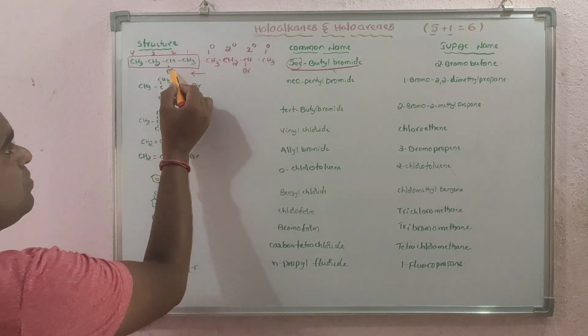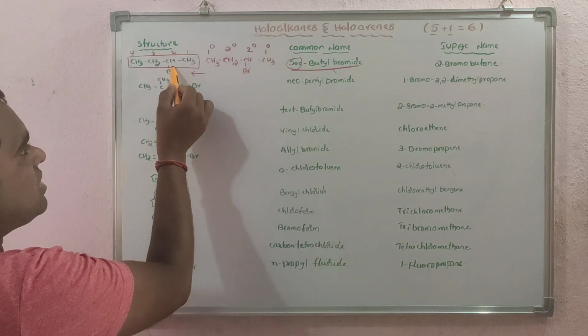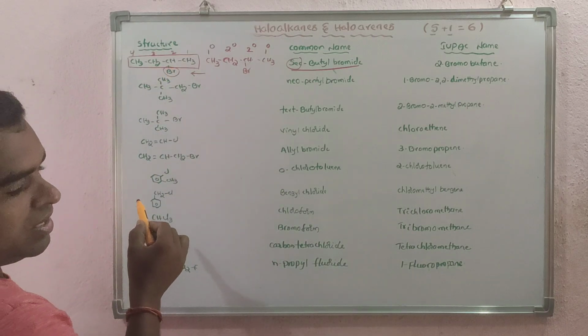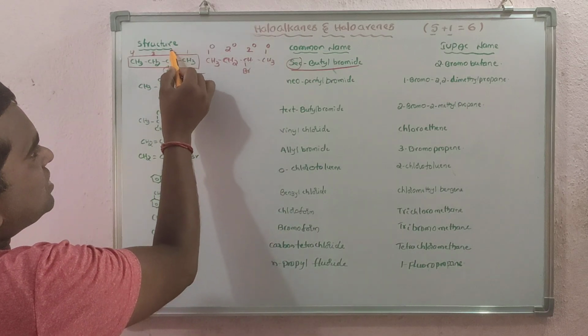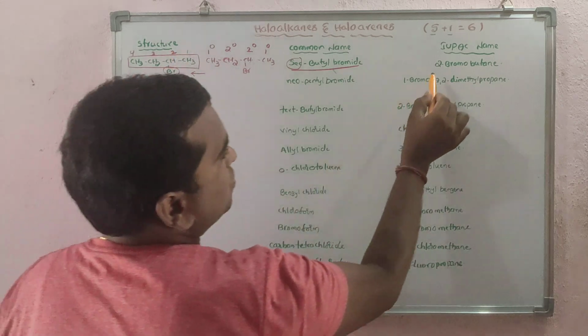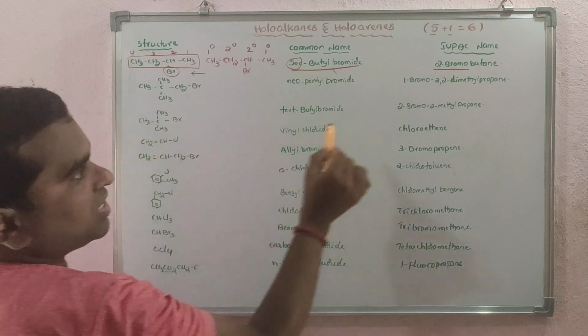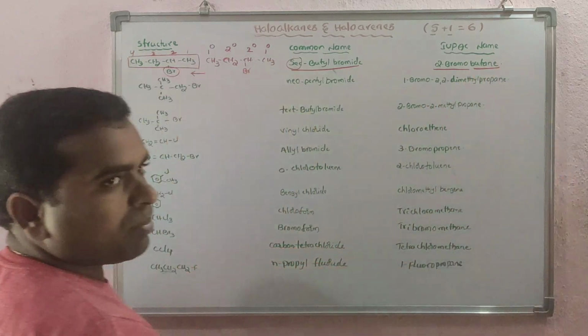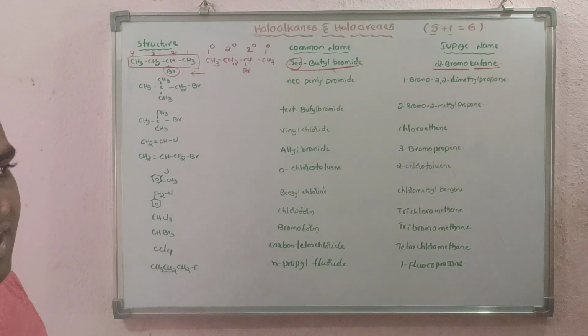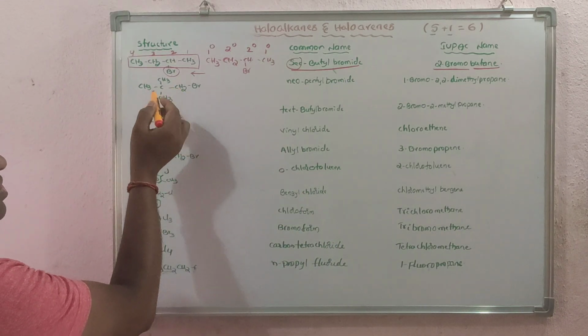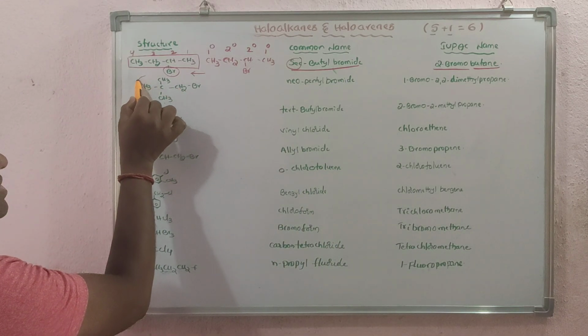So first we have to write the substituent name. What is the substituent here? Bromine. Clear? And this bromine is attached to which carbon? The second. So that's why 2-bromo. How many carbon atoms are there? 4. So that's why butane, because there is no double bond, so it is an alkane. Butane.